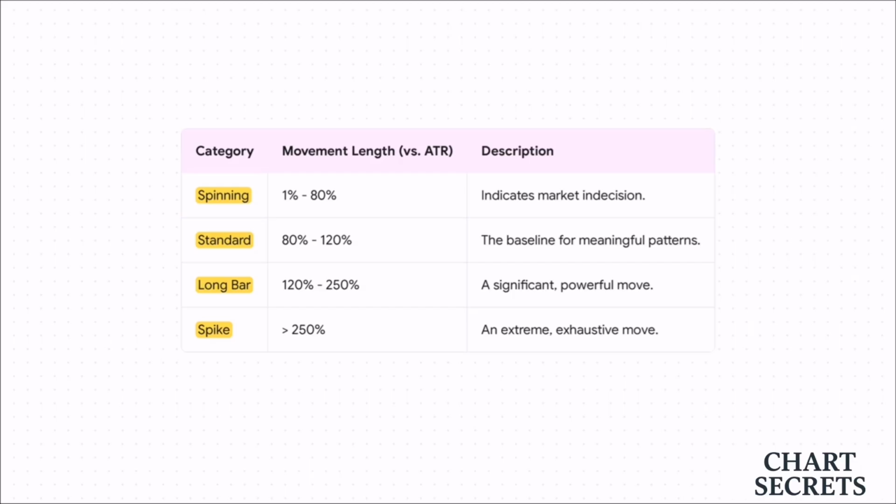And here's how we put that ruler to work. Using the ATR, we can sort any candle into one of four really simple categories. A spinning candle, that's a small one, less than 80% of the average move. It basically means the market is shrugging its shoulders. A standard candle is our baseline for something meaningful happening. Then you've got long bars, which show some serious power, and spikes, which are these huge, over-the-top moves that often signal exhaustion. The big idea here is simple. Size matters. And ATR is how we measure it without any guesswork.